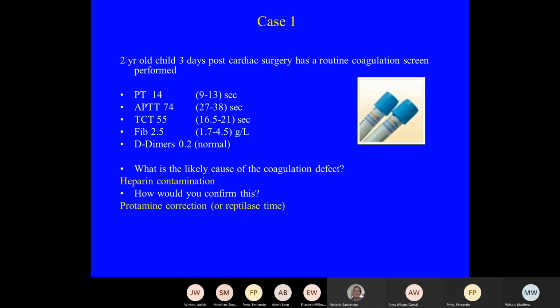So you use a heparin antidote or something that inhibits the heparin, which is protamine sulfate. So you do a protamine sulfate correction, and you can prove that that's heparin. The next slides.